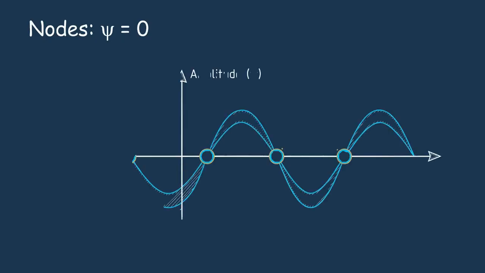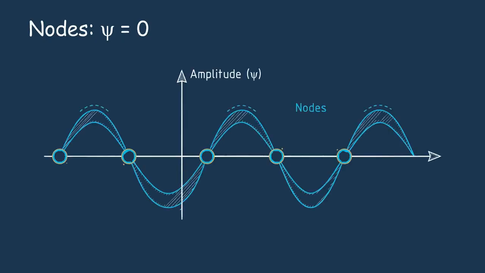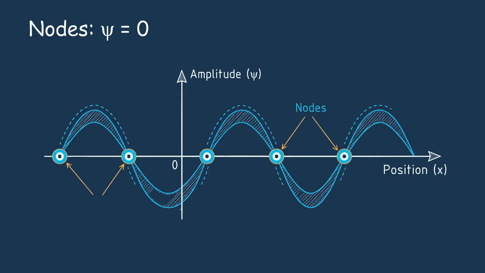A key idea behind orbital shapes is nodes. A node is a place where the wave function is exactly zero. There are angular nodes, which come from the angular part of the wave, and radial nodes, which come from the radial part of the wave. The number and type of nodes determine what the orbital looks like.